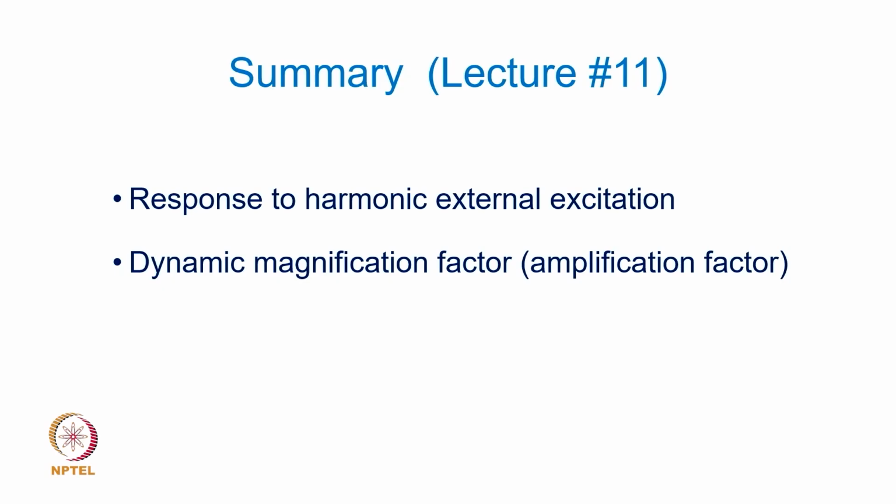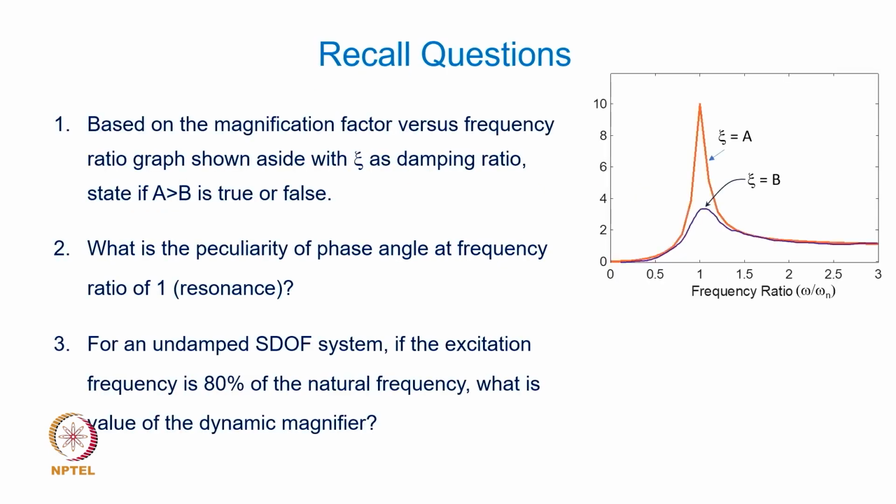Okay, the summary of this lecture: we discussed how the response to harmonic external excitation can be obtained. In the process we discussed the significance of the dynamic magnification factor, also called the amplification factor, exemplifying the amplification of the response at resonance or as the frequency of excitation changes in the response of the vibratory system. The questions based on this lecture are listed here. Please try and attempt these; they are very simple, straightforward questions. The answers are given in the next slide.